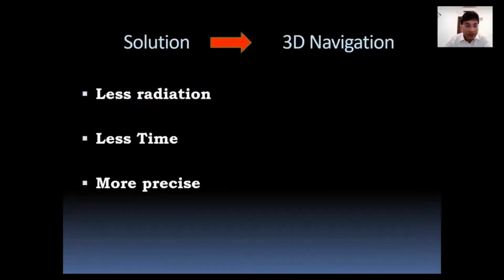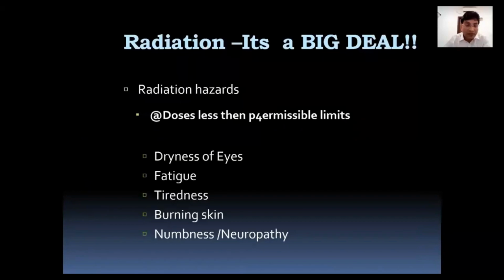So in these patients with high-end deformities with dysplastic pedicles, the solution is 3D navigation. It has less radiation, almost no radiation to the surgeons. It's less time, and it's almost 100% accurate. It's more precise. The most important advantage which I see in spine surgery of this O-arm and navigation is almost zero radiation to the surgeon. And yes, radiation is a big deal nowadays.